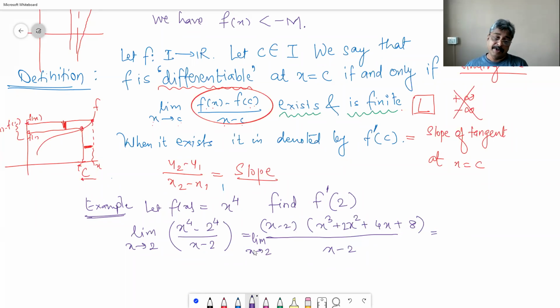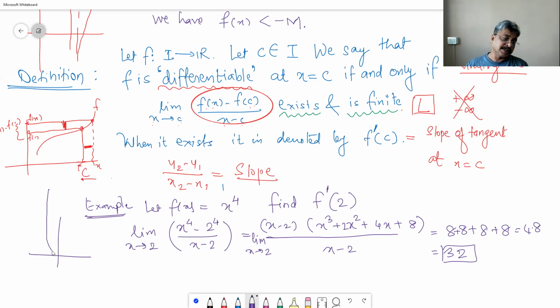Therefore this is a straightforward polynomial function, and hence, using the algebra of limits, the limit of x cube as x tends to 2 is 8, the limit of 2x square as x tends to 2 is 8, the limit of 4x as x tends to 2 is 8, plus 8, which is 4 times 8, which is actually 32. So the graph of f of x equal to x fourth is going to be very steep like this. If you find the slope at x equal to 2, the tangent will have slope 32. That is the meaning of that.